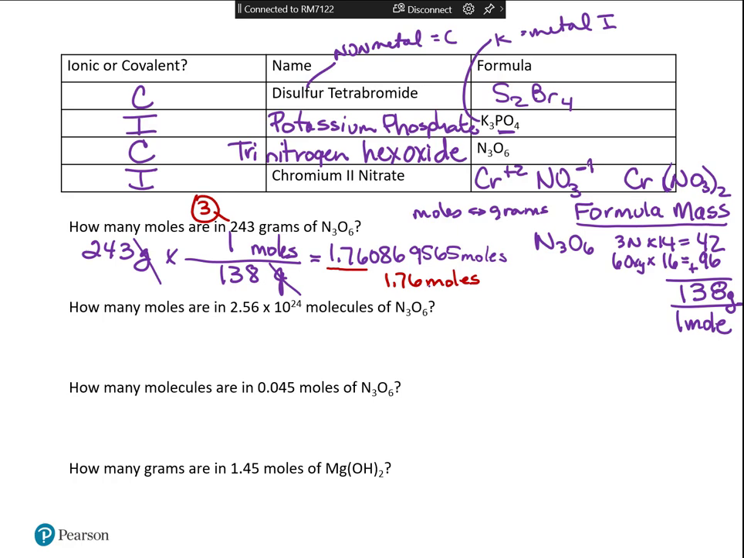All right, so now the next one. In the next one, I see how many moles are in 2.56 times 10 to the 24th molecules of the N3O6. If I see moles and molecules, now what do I need to use? Avogadro's. Right? So if I see moles and molecules, I don't have to figure out anything from the periodic table. I just use Avogadro's number.